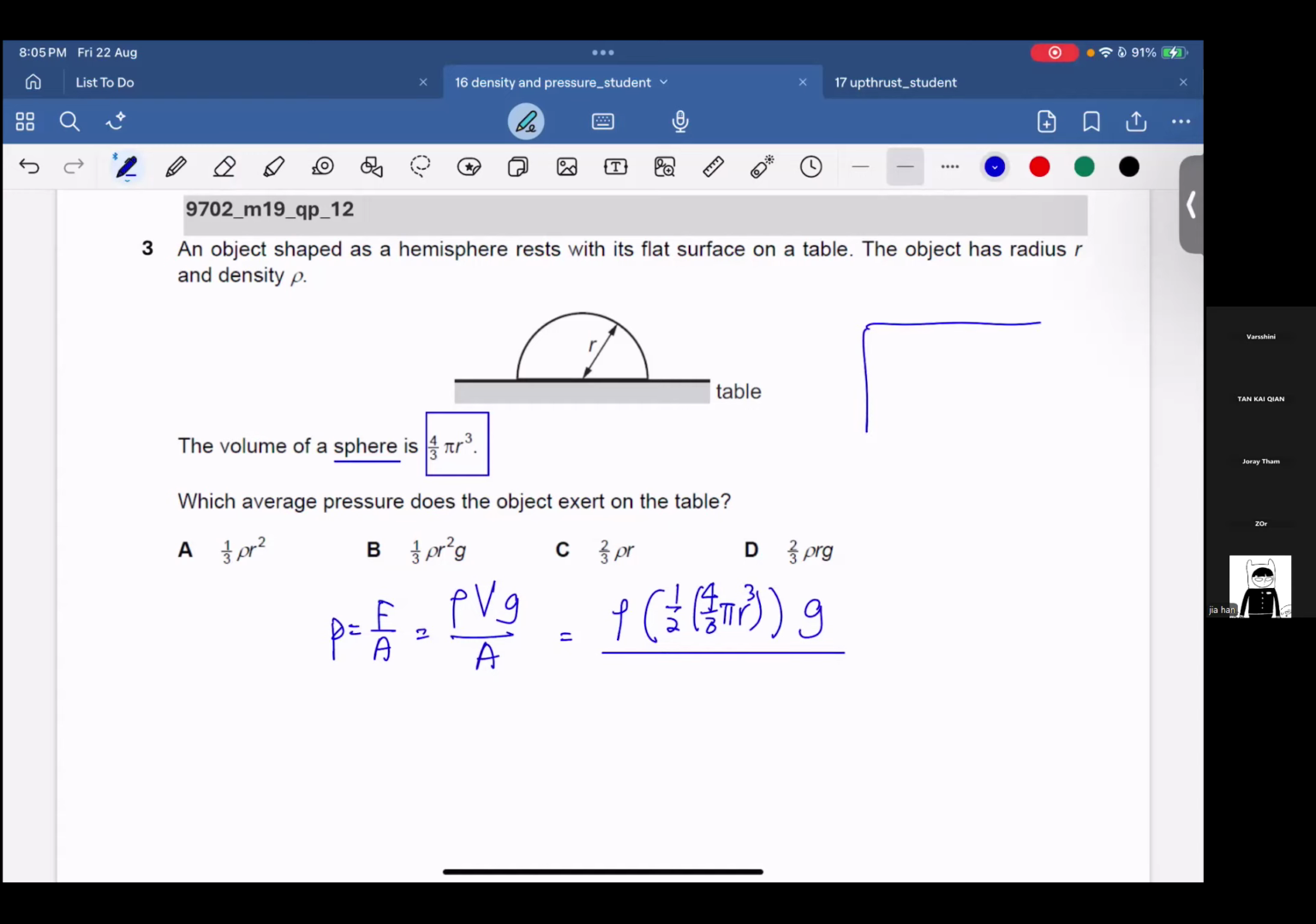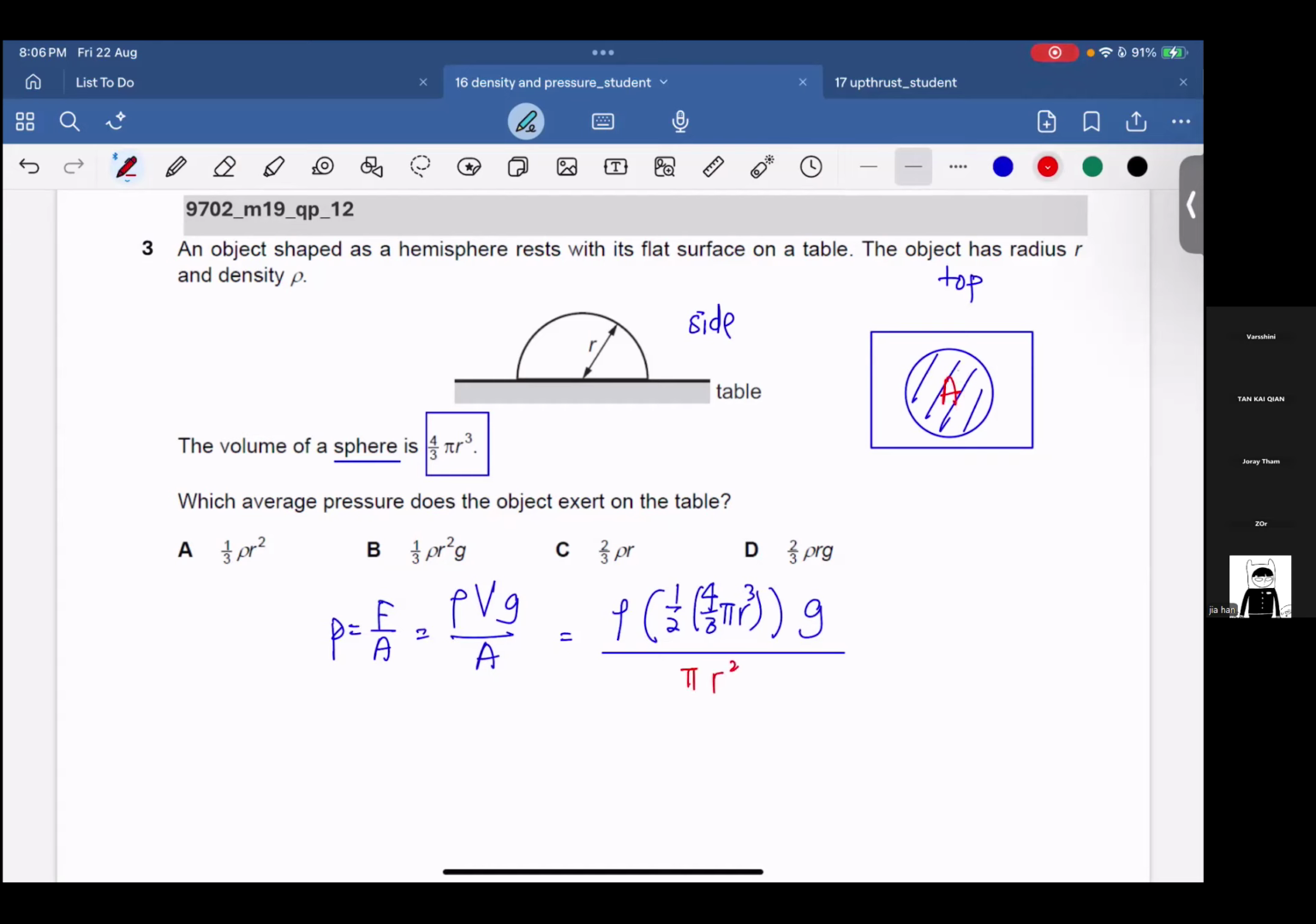So what is your area? If we look from the top view, this is from the side view, and this is from the top view. So this part will be your area. So your area should be pi r squared. If you can answer correctly, that means that you are very clear on the picture.